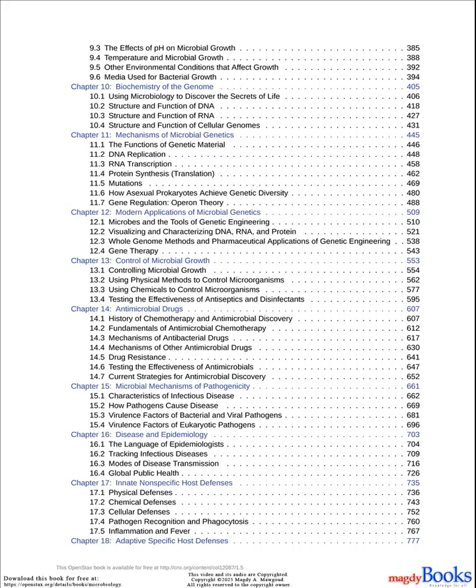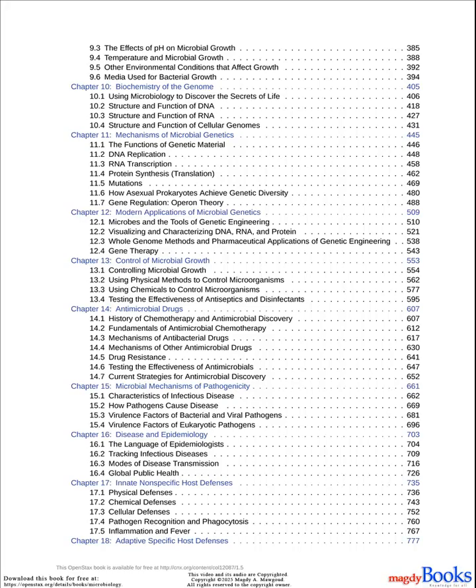Chapter 12. Modern applications of microbial genetics. 12.1. Microbes and the tools of genetic engineering. 12.2. Visualizing and characterizing DNA, RNA, and protein. 12.3. Whole genome methods and pharmaceutical applications of genetic engineering. 12.4. Gene therapy. Chapter 13. Control of microbial growth.